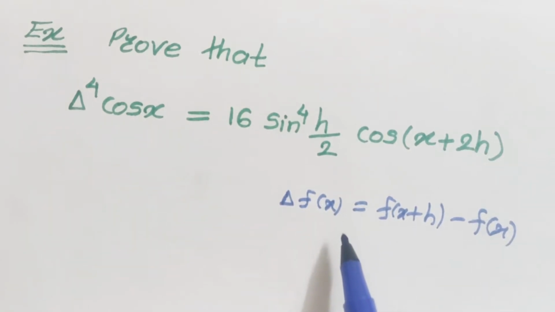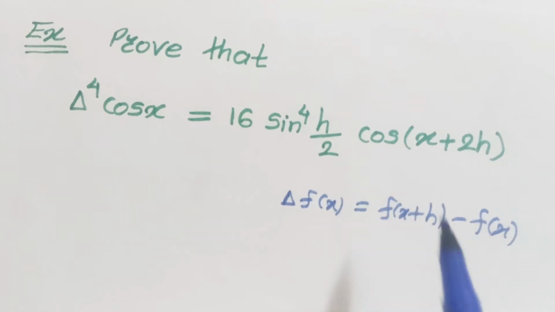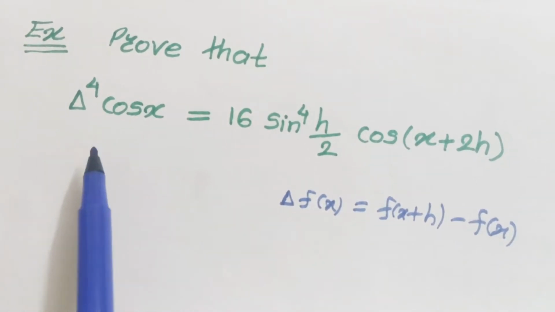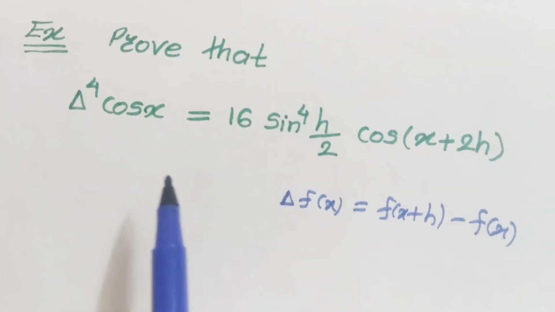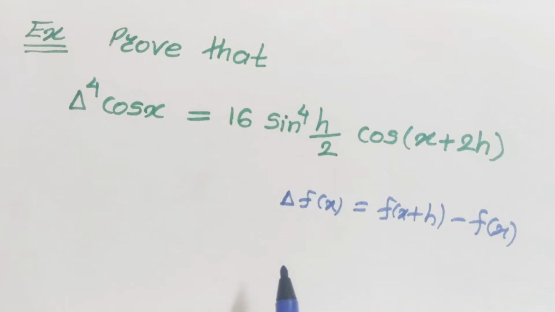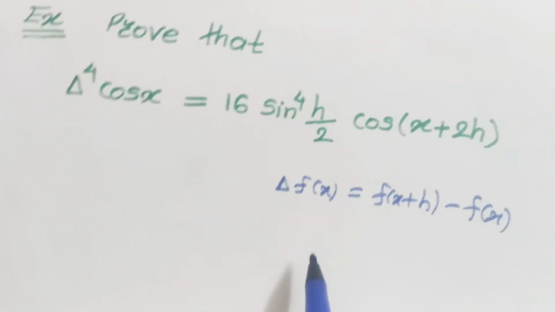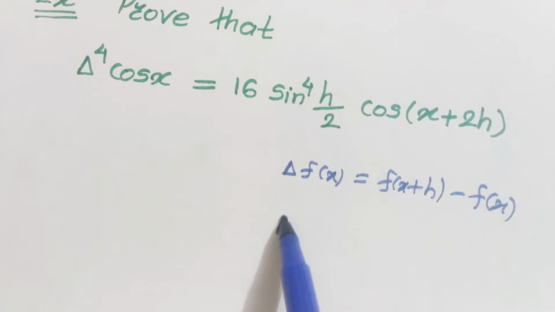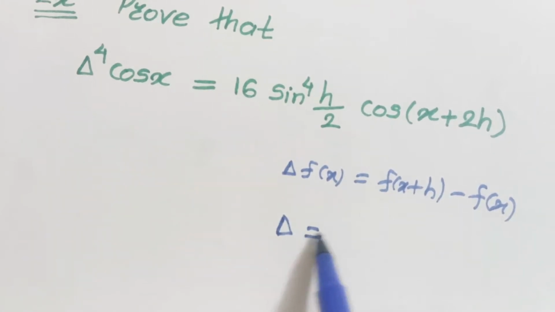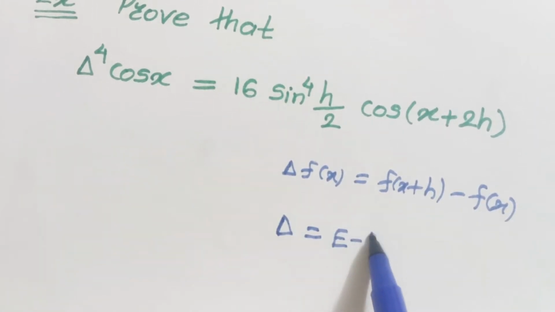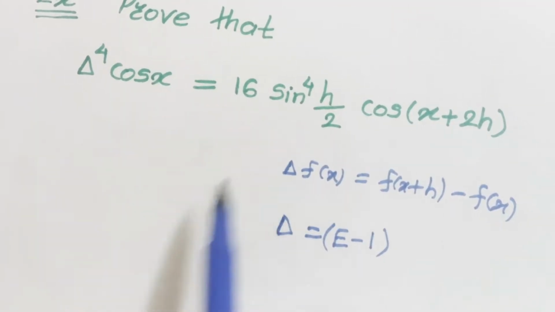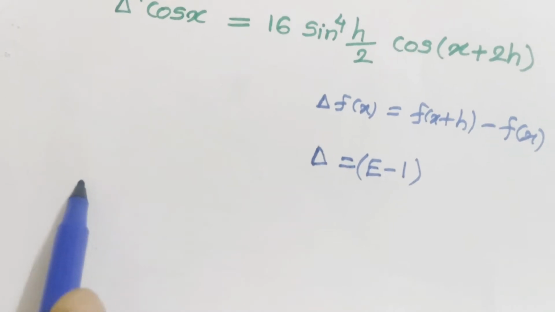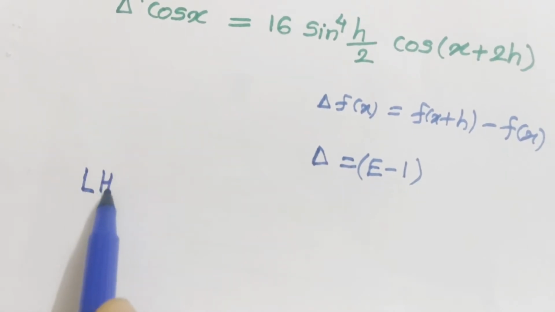So to avoid this difficult task, we use the relation between delta and e, which we have already discussed in the last lecture, on how to solve this type of example. We also derived the relation between delta and e. By that relation, delta is nothing but e minus 1. Now we have to prove this statement, so I will take the left hand side and show it is equal to the right hand side.